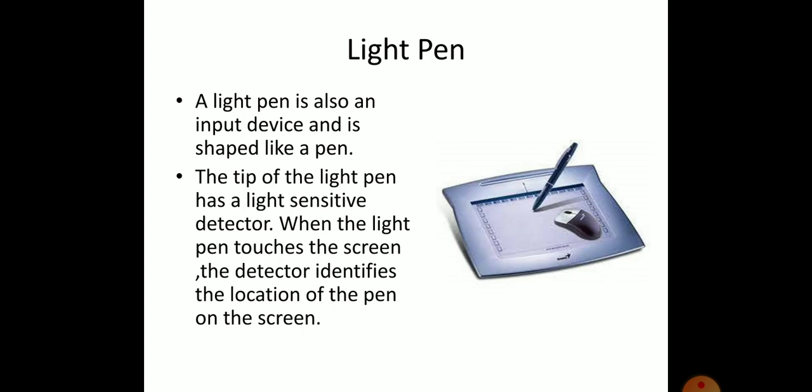The next input device is the light pen. A light pen is also an input device and is shaped like a pen. The tip of the light pen has a light sensitive detector. When the light pen touches the screen, the detector identifies the location of the pen on the screen.